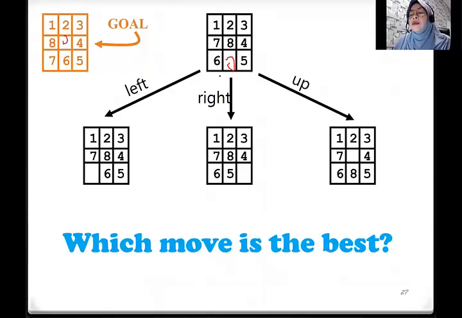Let's say we move the empty tile to the left, so we get this solution. If we move the empty tile to the right, we get this solution. If we move the empty tile up, we get this solution. So how are we going to tell which move is the best?